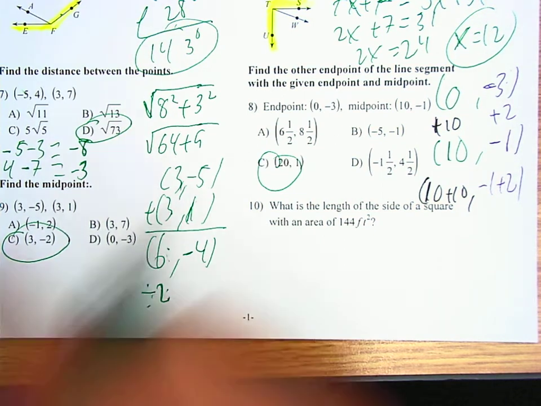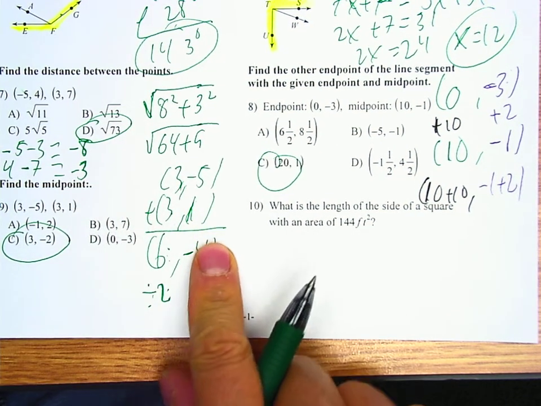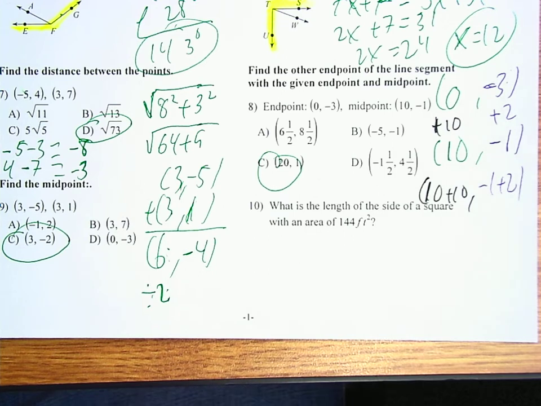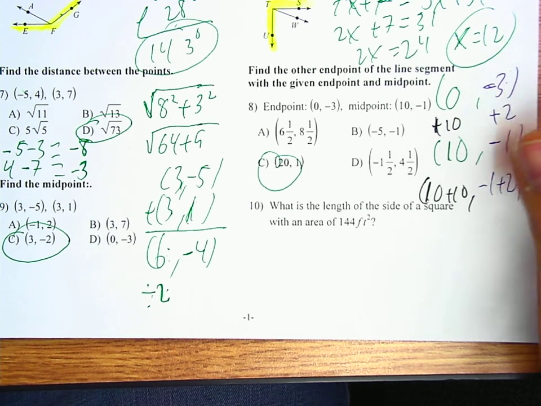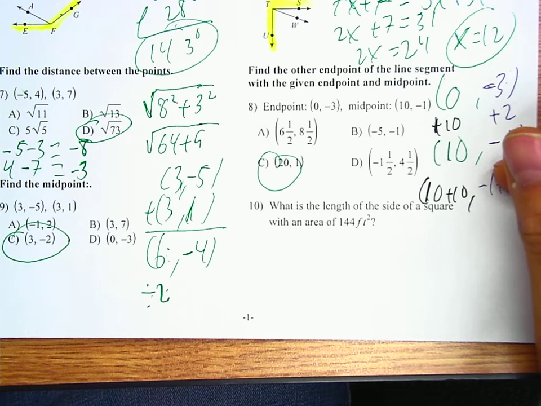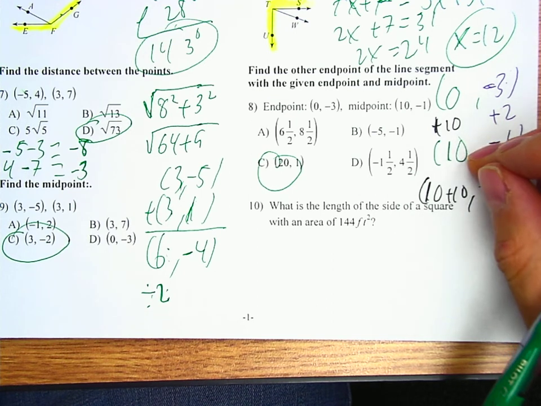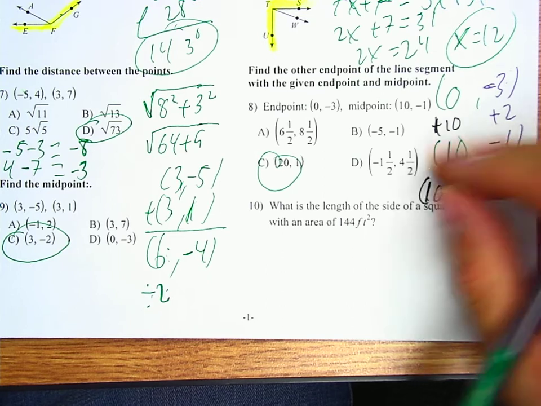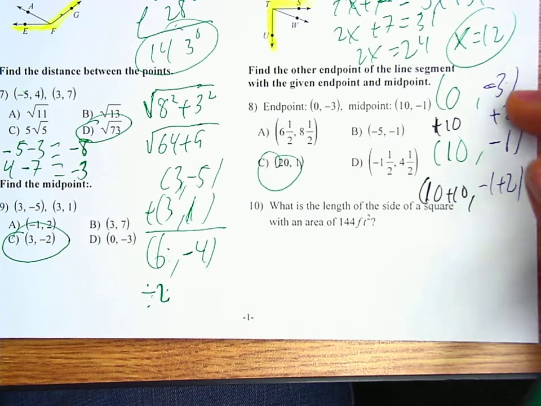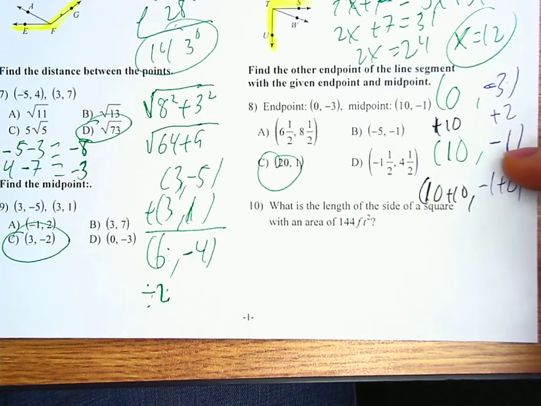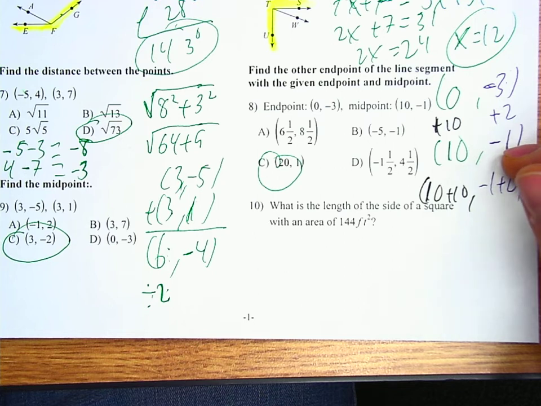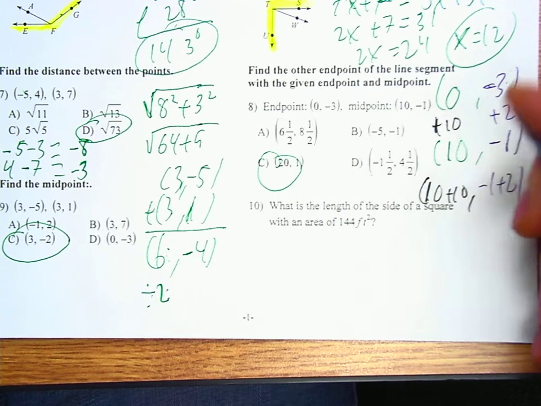So when we find the midpoint, we add and divide by 2, because we're finding the average point. Average meaning add and divide in half. Add the two things, divide in half. And when finding the other endpoint, we're establishing the pattern to make it so that the midpoint is halfway in between. So 0 plus 20 divided by 2 is 10. Negative 3 plus 1 divided by 2 is negative 1. There's forwards and backwards questions there.